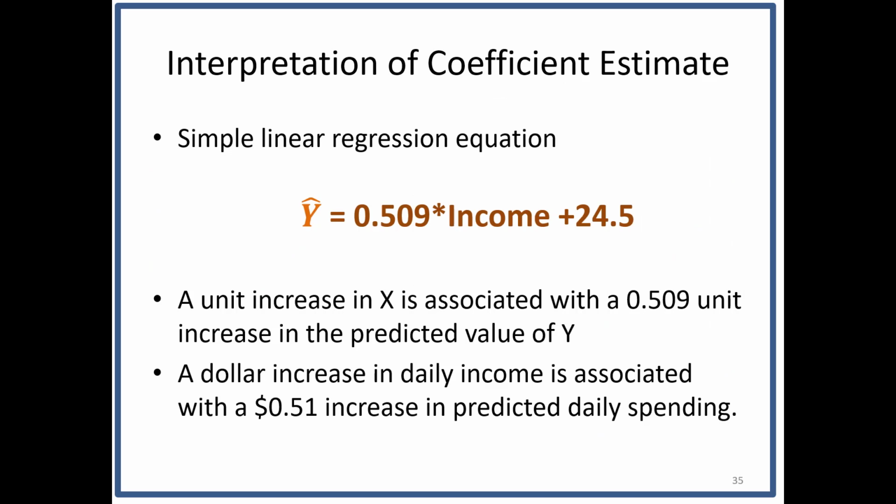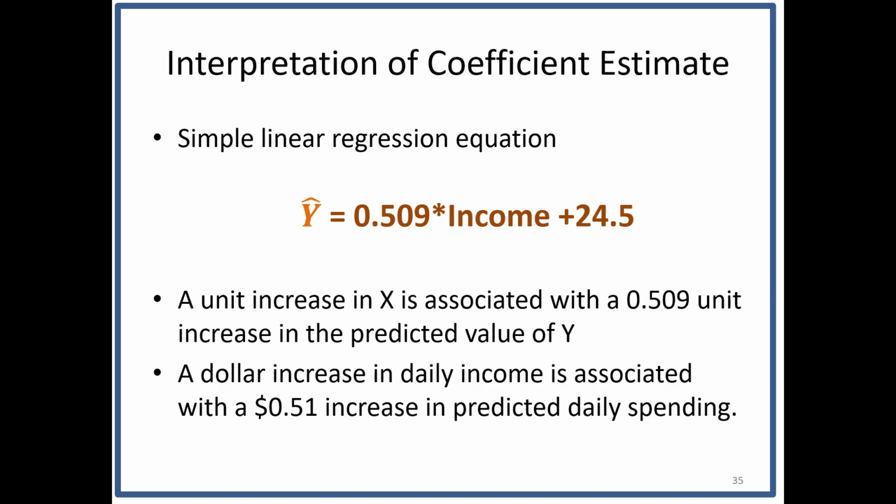But for now, let's focus on the interpretation of coefficient estimates. So our simple linear regression based on our sample is now y hat. We have shifted away from the expected value of y given x, which is how you write the population function. For a sample, you write y hat, or predicted y, equals 0.509 times income plus 24.5. I'm just taking one of the samples that we pulled, as an example.